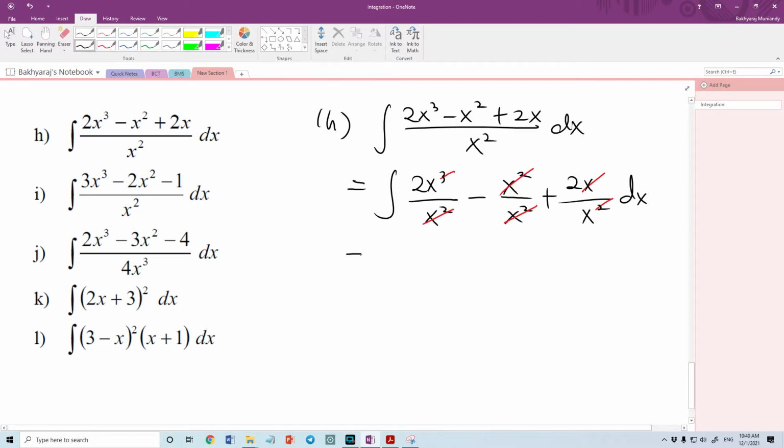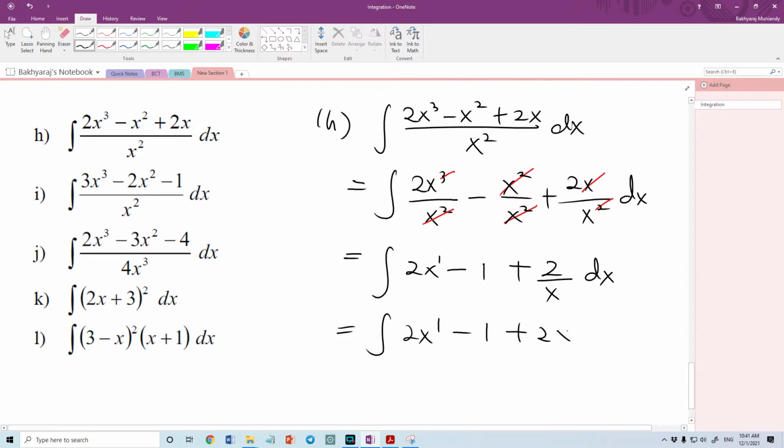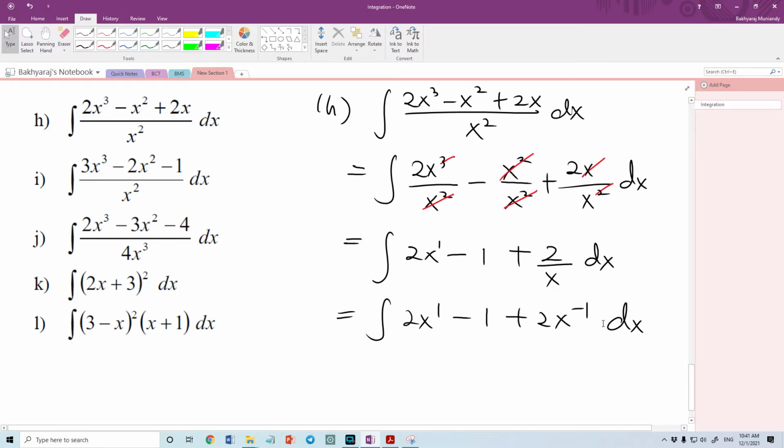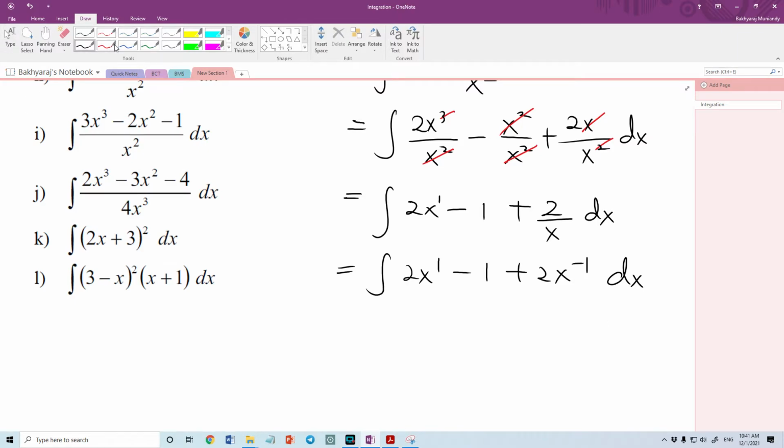So the continuation will be equal to integrate 2x, and cancel, you get minus 1, and plus 2 over x dx. This is after the cancellation. Now make sure you know what the power is. Here power of 1 for x, and power of negative 1. We just rewrite them so that you know exactly what the power is. So by rewriting, 2x to the power of 1 minus 1 plus 2x to the power of negative 1 dx.